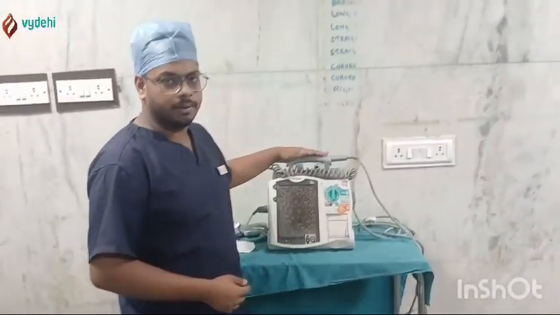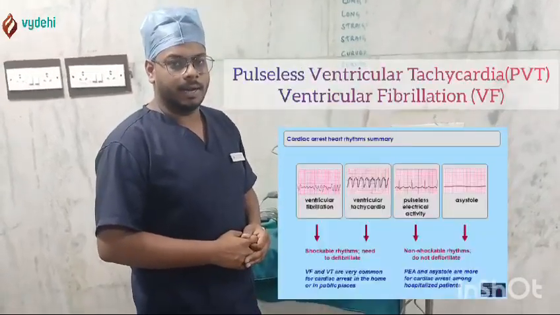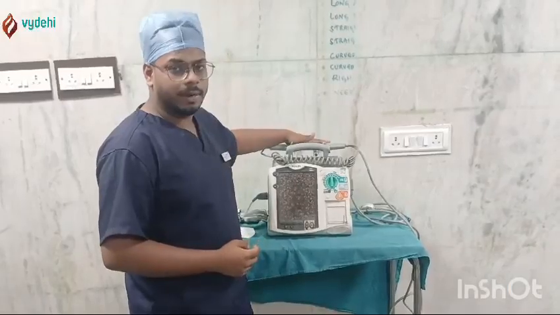My friend Munazir explained about the defibrillator machine and its parts. Now I will explain about shockable rhythm and placement of paddles on the chest. First, shockable rhythm. In pulseless ventricular tachycardia and ventricular fibrillation, we have to give shock to the patient. Now I will explain about the placement of paddles on the chest.